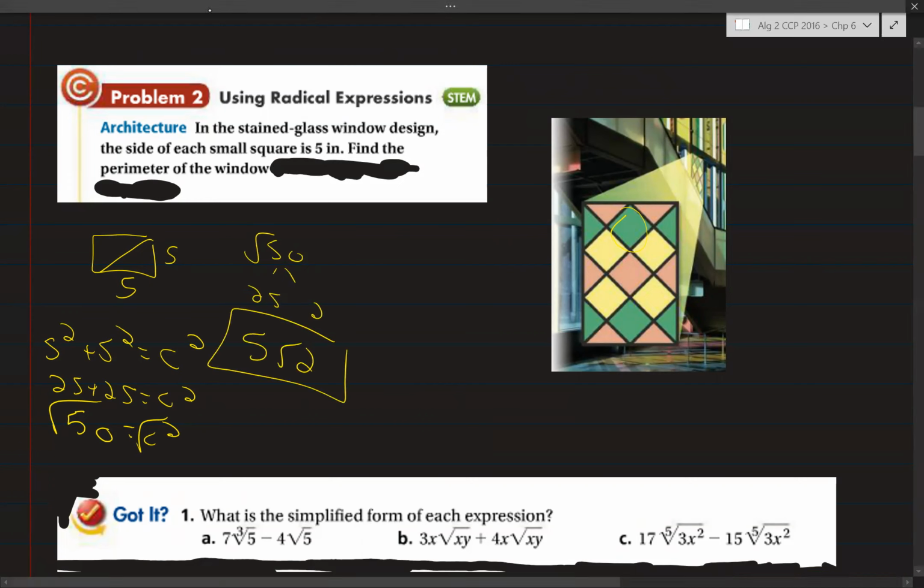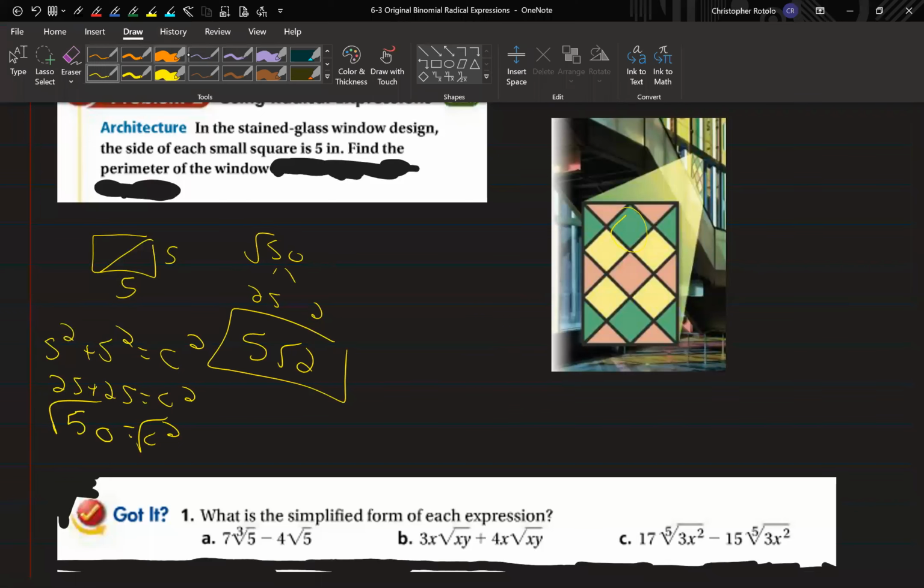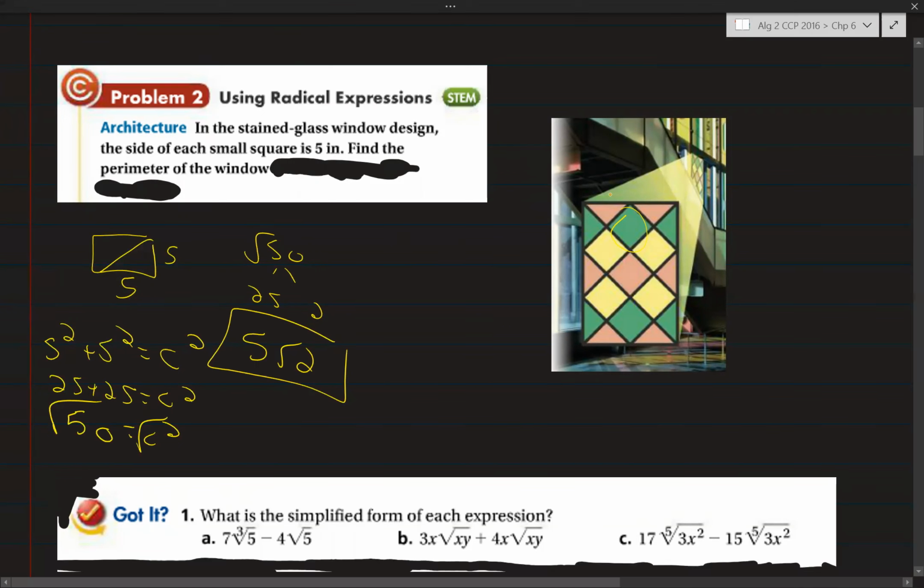So what we're going to do now is go around and count up all these sides that we have. I have 2 of those on the bottom and 2 on the top. On the sides, we have 1, 2, 3, 4, 5, 6. So I think the best way to do this is to realize that I need 10 of these. So we're going to multiply by 10. So we're going to be up to 50 square root 2.